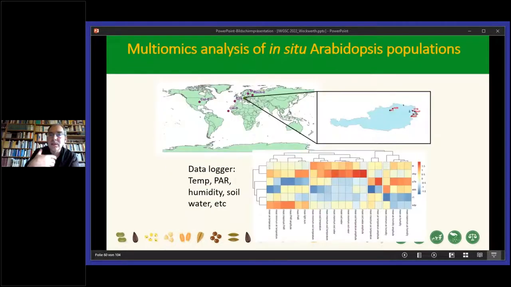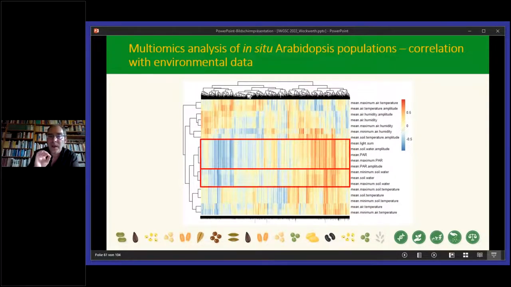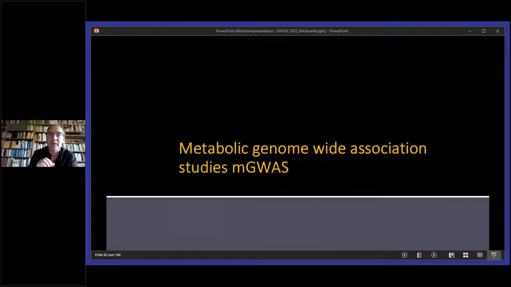We integrated this with multi-omics data also in Arabidopsis. In further Arabidopsis thaliana populations, we installed data loggers to monitor the microclimate environment here. And all these multi-omics data from metabolites, proteins, and transcripts showed strong correlations to the environmental parameters like soil water content, humidity, air temperature, photosynthetic active radiation, and so forth. So there's a clear correlation of the molecular parameters to these microclimate environmental data.